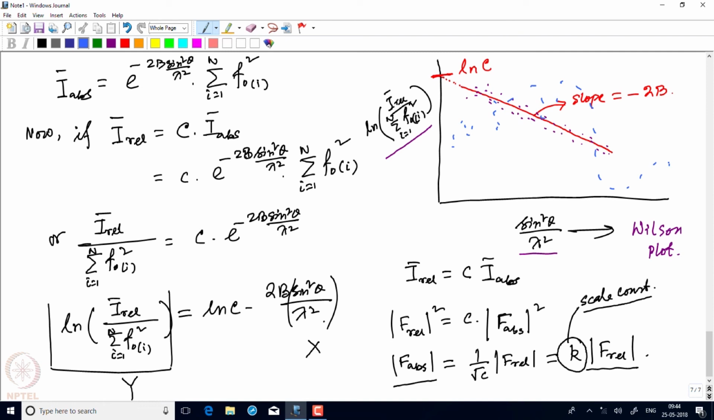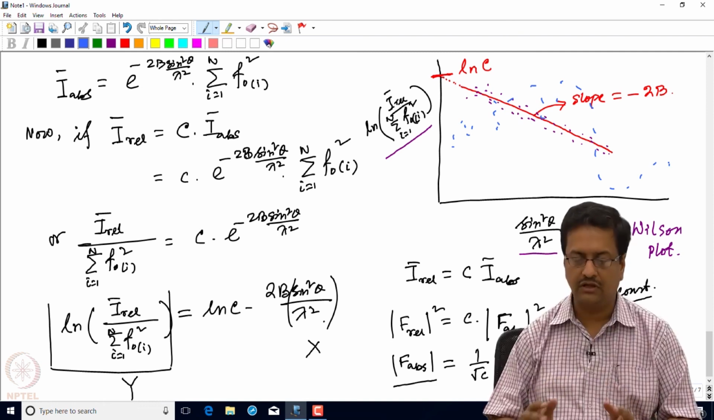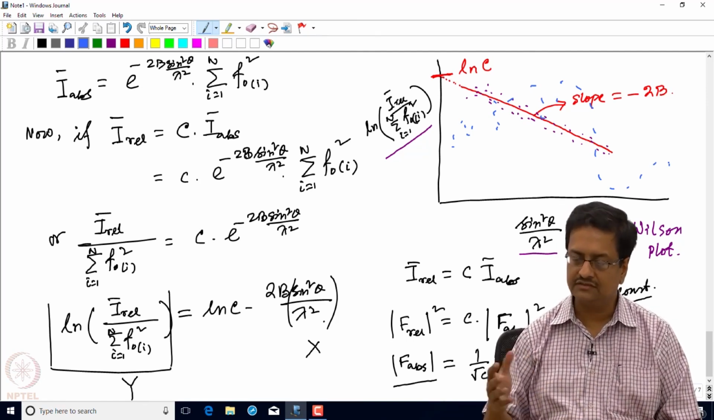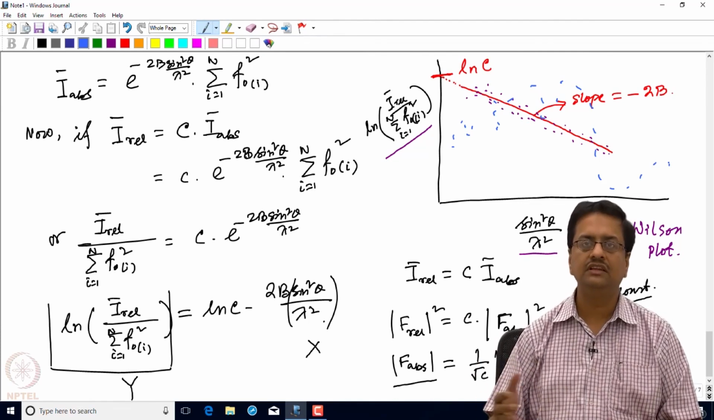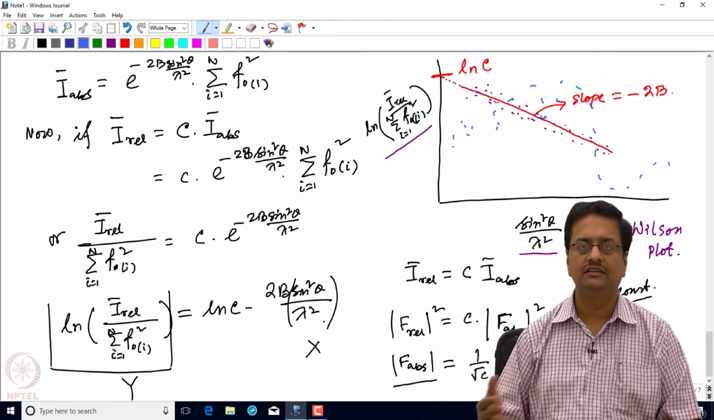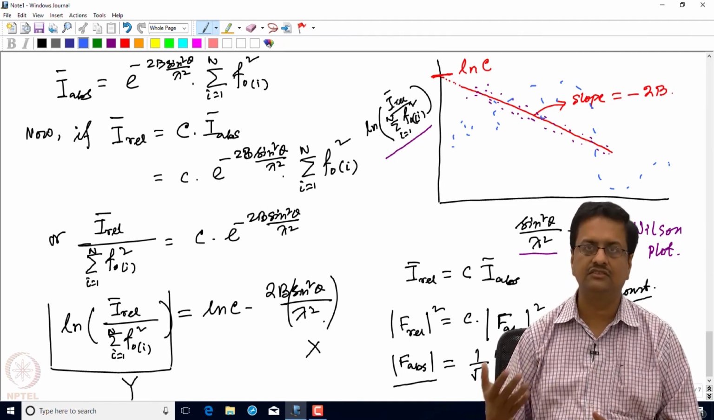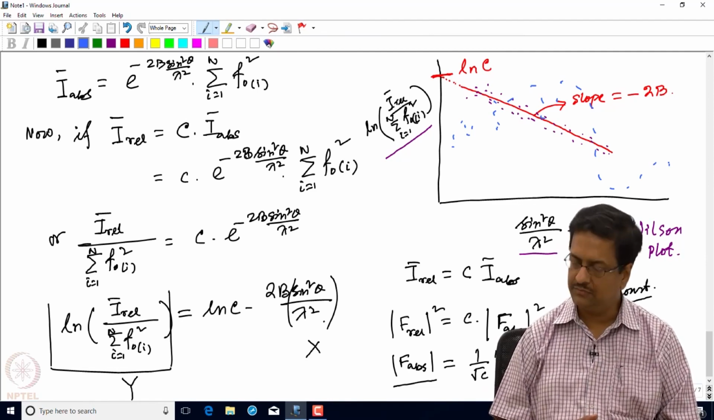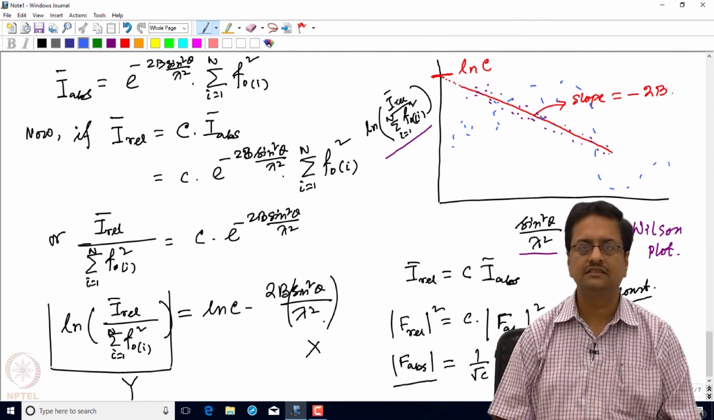So, this is how we can handle a raw data and try to process it for the next step, which will be the determination of symmetry, whether it is having a centrosymmetric distribution or a non-centrosymmetric structure, or whether it has a two-fold or a mirror plane. So, these things we will discuss in the next class.